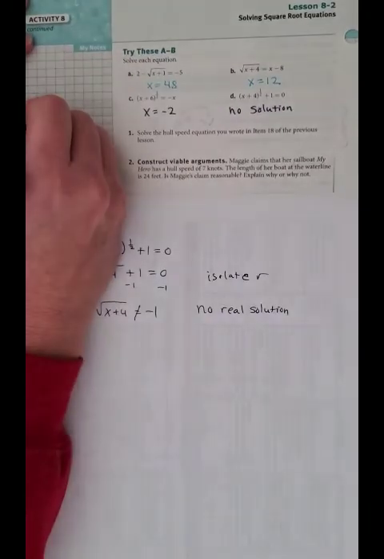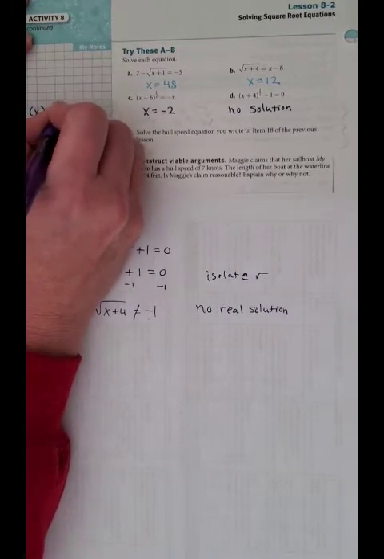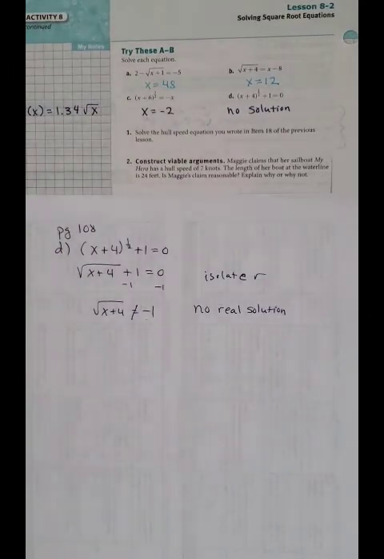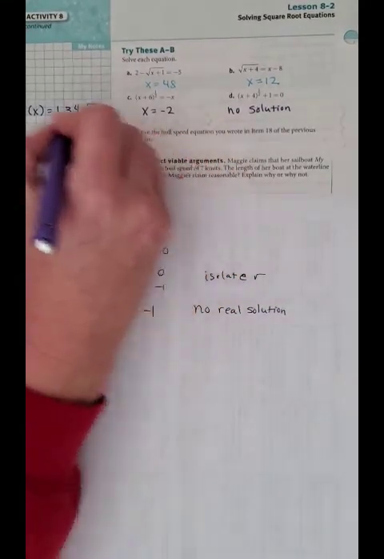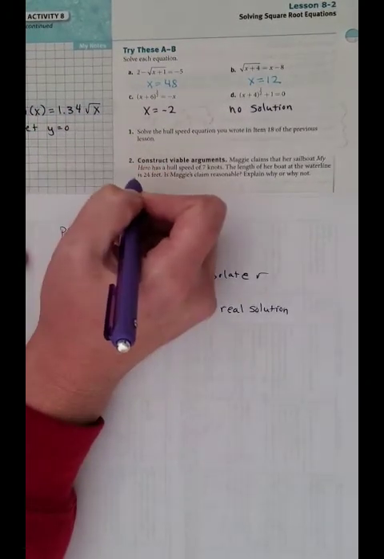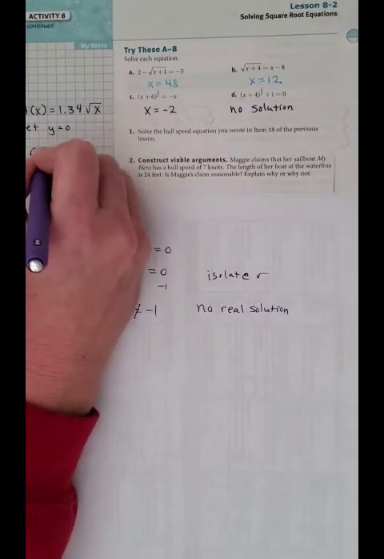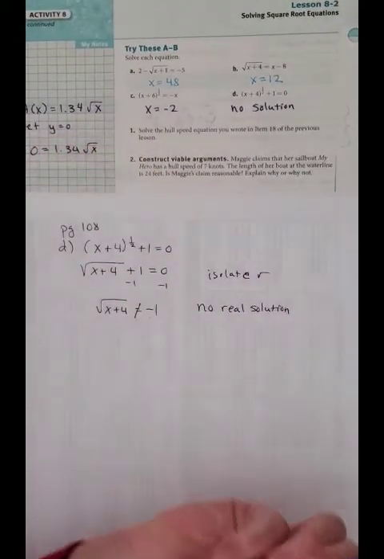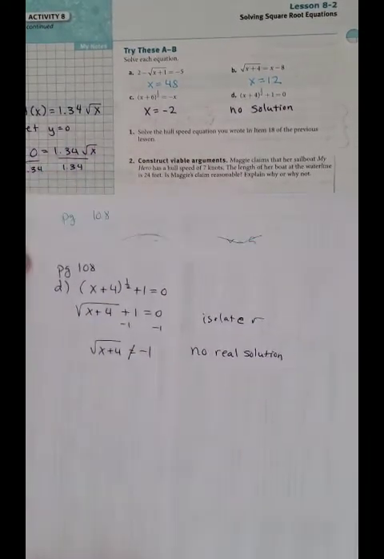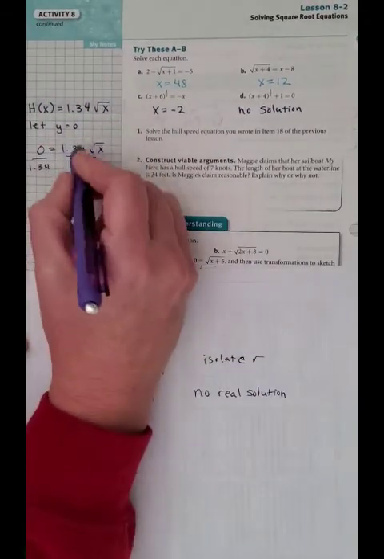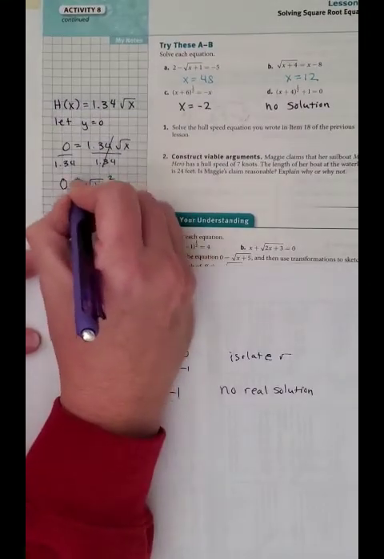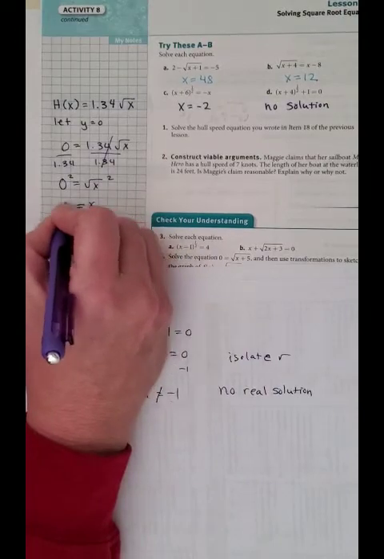I have h of x is equal to 1.34 square root x. Again, to solve means we're going to let y equal 0 because we're looking for where this crosses the x-axis. So 0 equals 1.34 square root x. I would divide both sides by 1.34 to isolate my radical. And that would give me 0 is equal to the square root of x. I would square both sides, and so I get x equals 0.